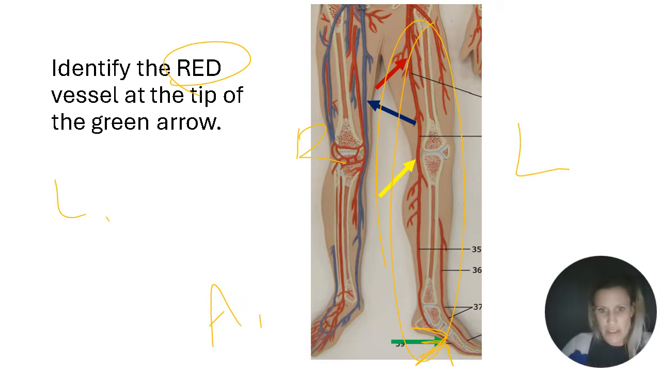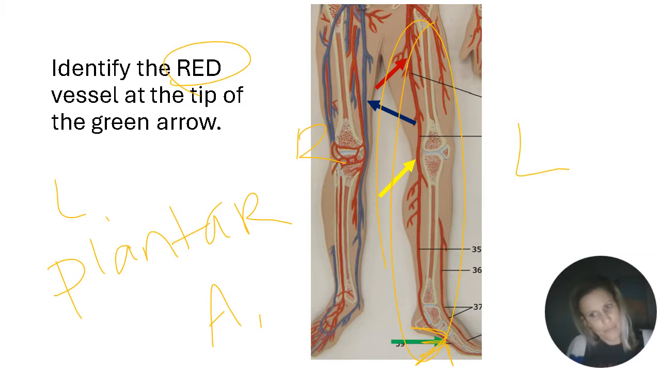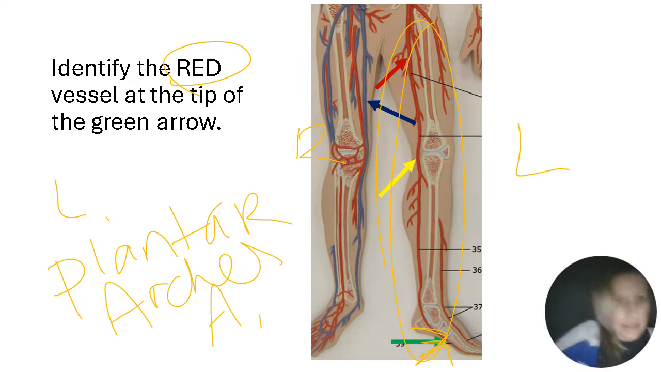And the green arrow is pointing to the little arches that are at the bottom of his foot. So those are the plantar arches, or technically it would be more appropriate to say left deep plantar arches. Left plantar arch. You don't have to put artery in there, but you can put artery in, that's fine. There are also arches on the top of the foot. What are those called? Those are dorsal arches. So on the dorsal or top side of the foot are dorsal arches, on the bottom of the foot are plantar arches.